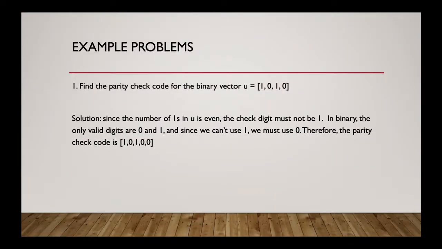So here are some example problems. The first one is to find the parity check code for the binary vector U equals 1, 0, 1, 0. And the solution is that since the number of 1s in U is even, the check digit must not be 1. And since it's in binary, the only valid digits are 0 and 1. We can't use 1, so we have to use 0. So the parity check code is 1, 0, 1, 0, 0.